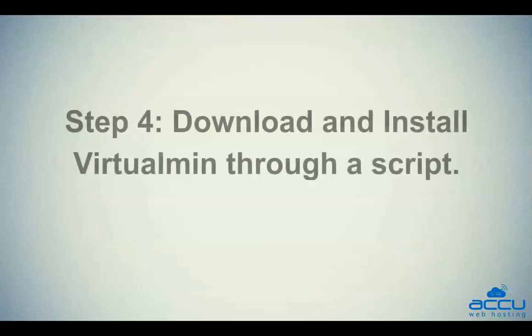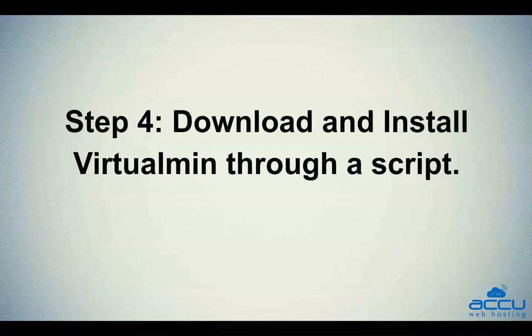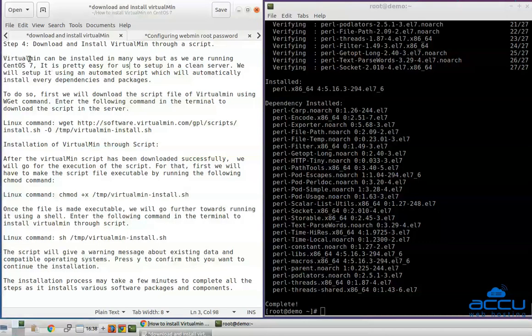Step 4, download and install Virtualmin through a script. Virtualmin can be installed in many ways but, as we are running CentOS 7, it is pretty easy for us to set up in a clean server. We will set it up using an automated script which will automatically install every dependency and package.